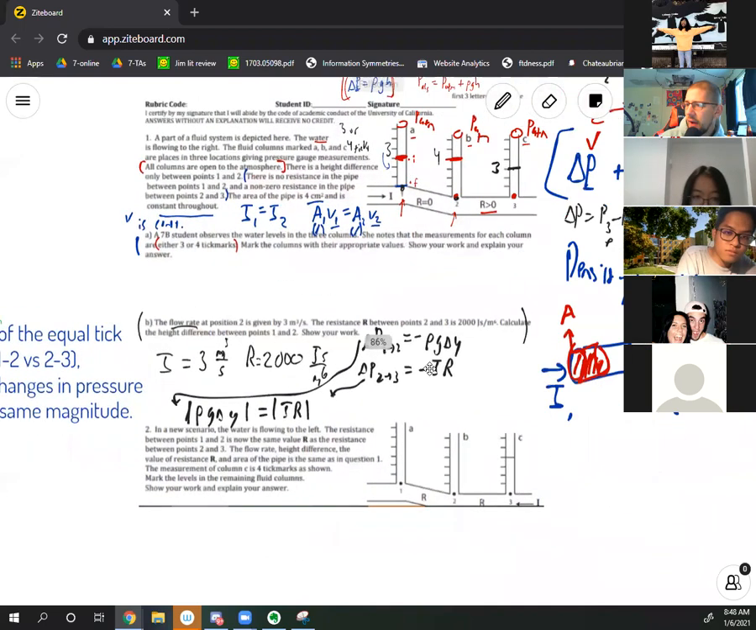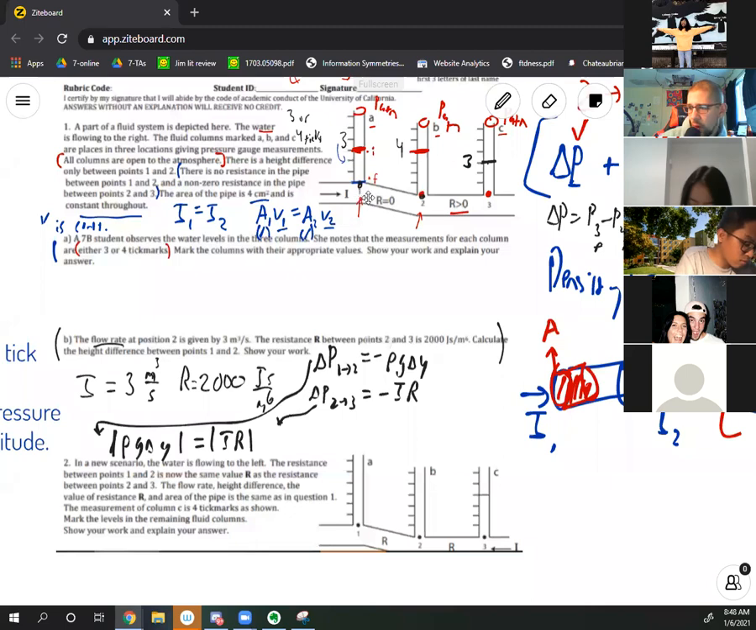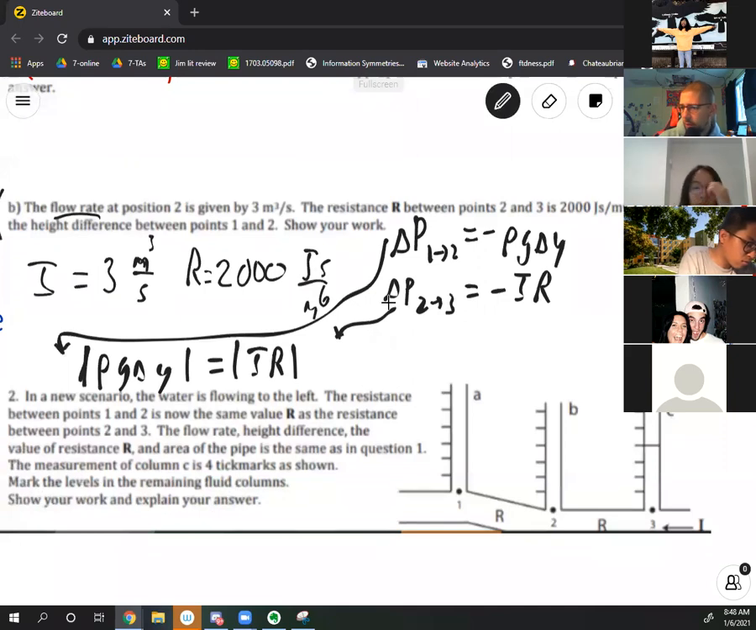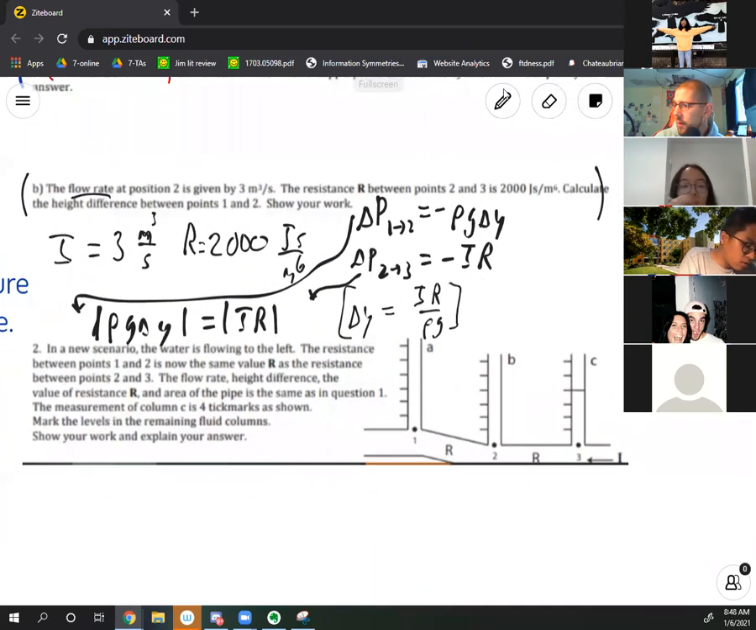Okay, so to find the height difference between point 1 and point 2, that's the delta y. I can just solve for delta y. Delta y is going to be whatever the positive version is of IR over rho g. And these numbers should all be positive, so it should be good. Okay, so now I can solve. Let's do that. Delta y is IR over rho g.